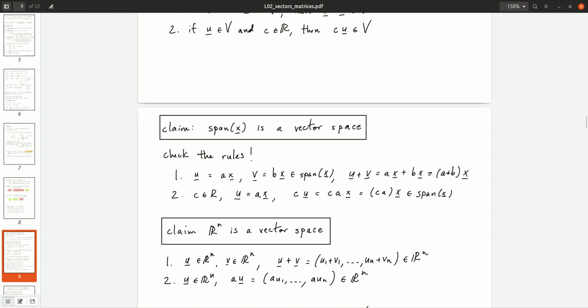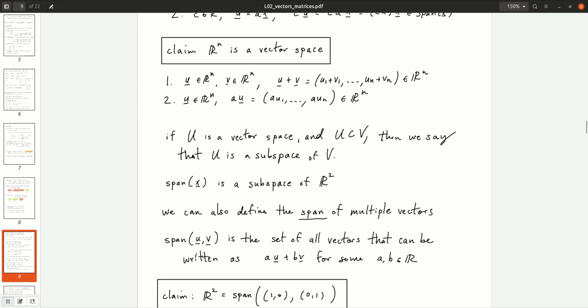The second one, we have to check that if we take a scalar multiple of u, it's also a member of Rn. So just writing out what that is, we get a vector of length n, according to the rules for how we multiply a scalar by a vector. And a is a real number and u1 is a real number. Therefore, their product, a u1, is a real number. And again, that applies to every element of the vector. And therefore, this is a vector of length n composed of real numbers, and therefore it's a member of Rn. Okay, so Rn satisfies the two rules for a vector space, and therefore it is a vector space.